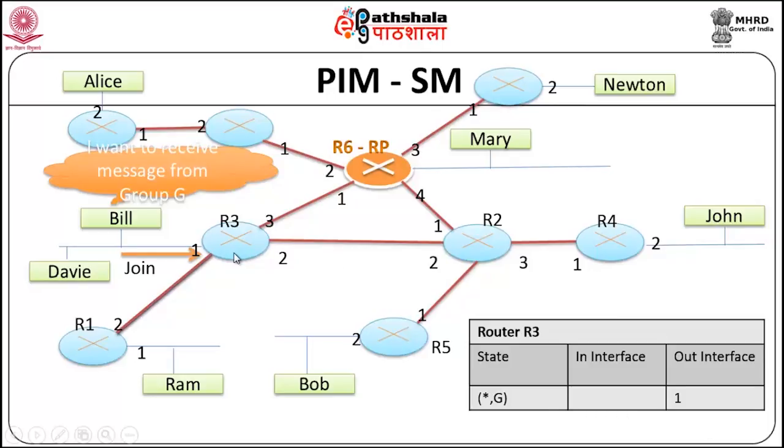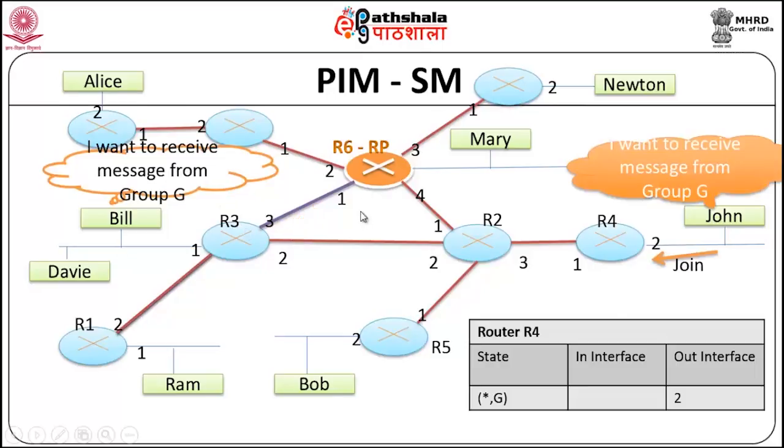So, it comes here. Now, the next step will be that R3 will forward this join, will send a PIM join message towards the RP. Now, the RP happens to be the very next link, so that information will be stored at the RP.